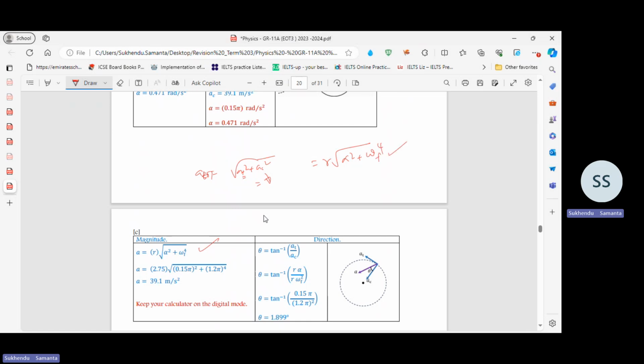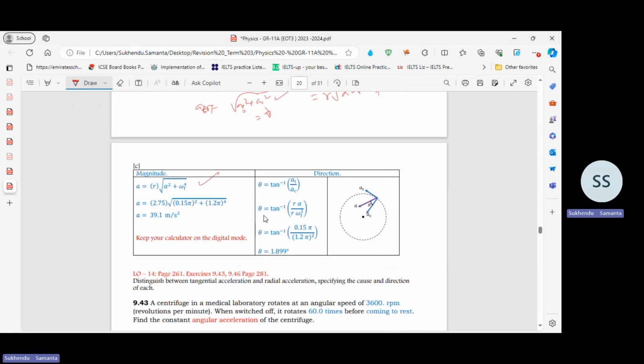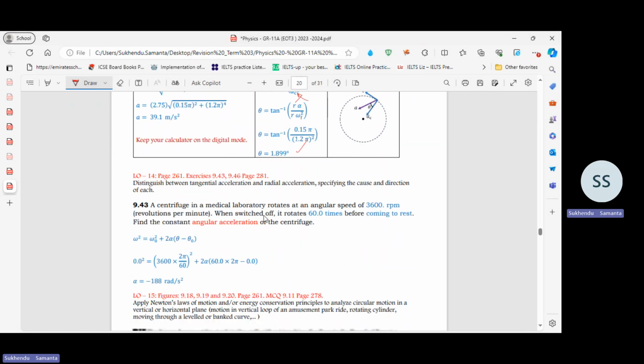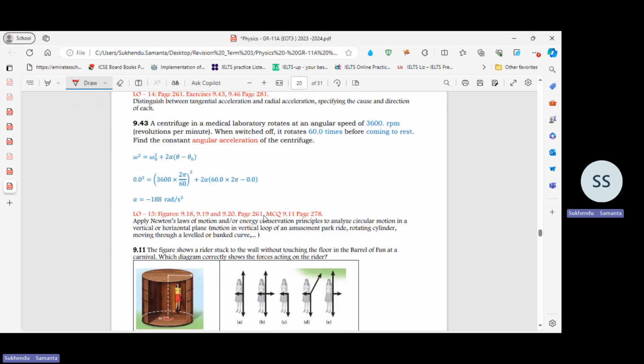You can remember this one or you can remember this one. Then what is your theta? So tangential is your y component and this is your x component. If we just divide, you will get your theta. Next, this is one simple equation.